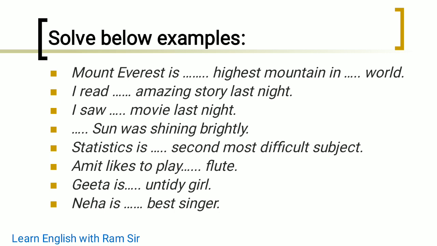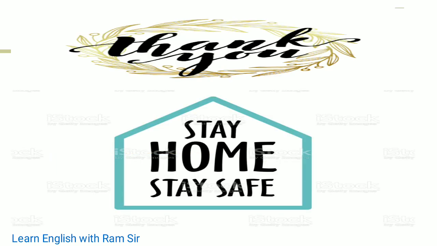Geeta is dot dot untidy girl. So here a sound is there and a sound is a vowel sound. So Geeta is an untidy girl. The next example you have to guess, that is Neha is dot dot best singer. So here best is the word which is in superlative degree, and due to that here you have to put the article, right?